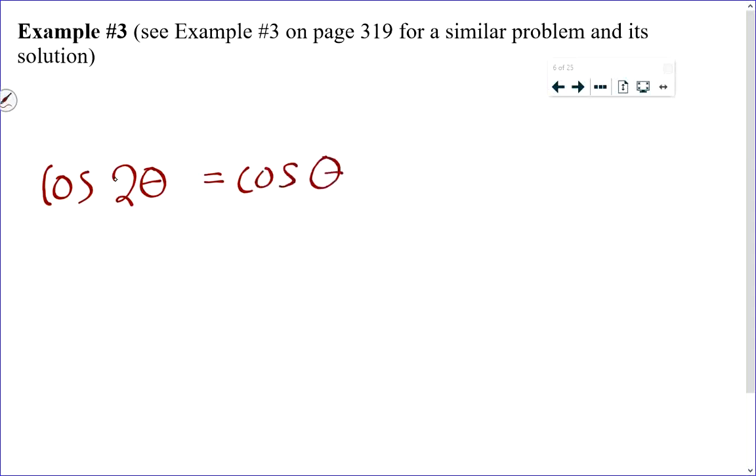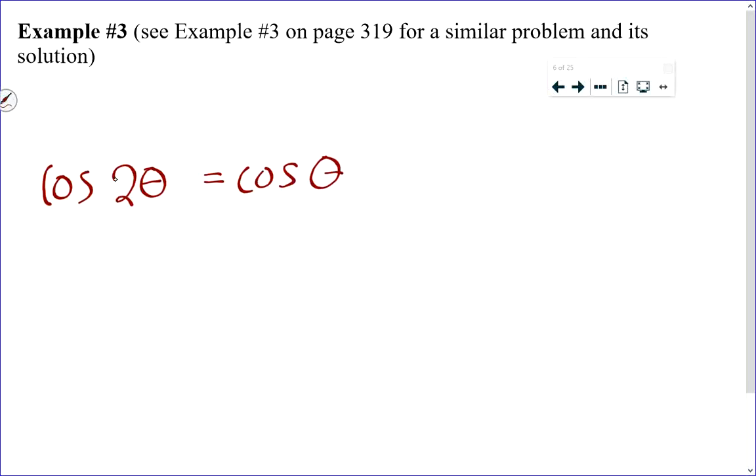Number 3. Julie, help me out in a loud, clear voice. What does number 3 say? The example number 3. Yeah. Solve cos 2 theta equals cos theta. Gotcha. Are we looking for a general solution in radians? Thank you. I don't know why that's not there.